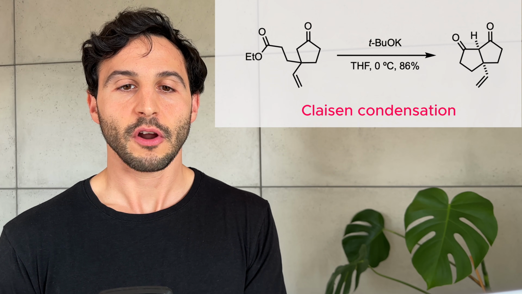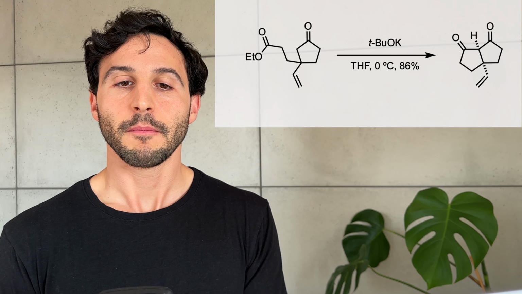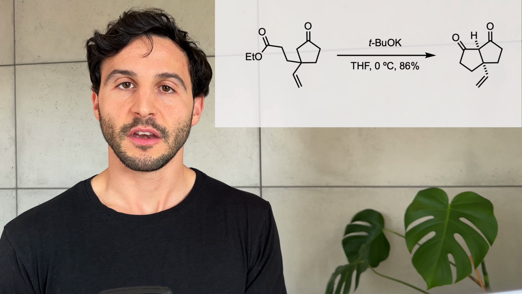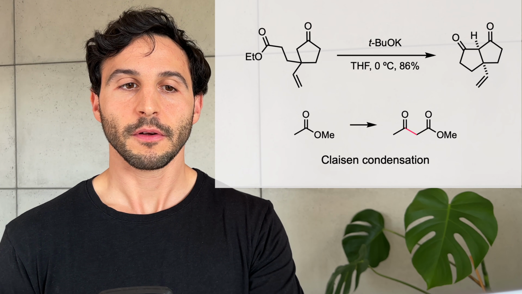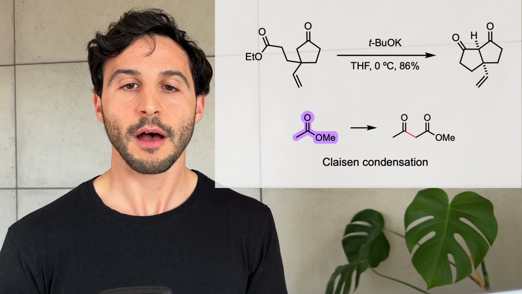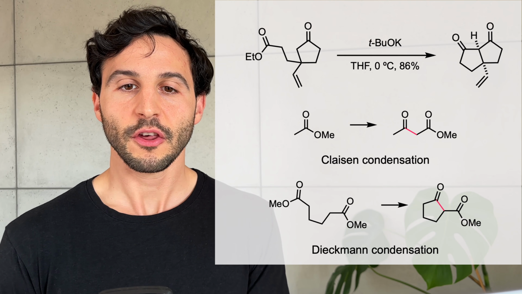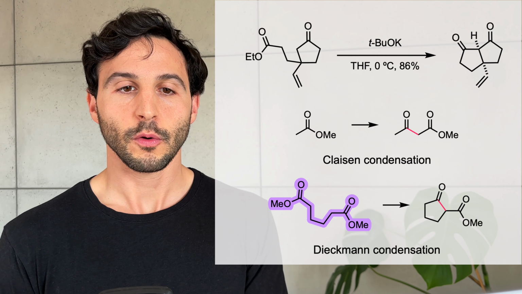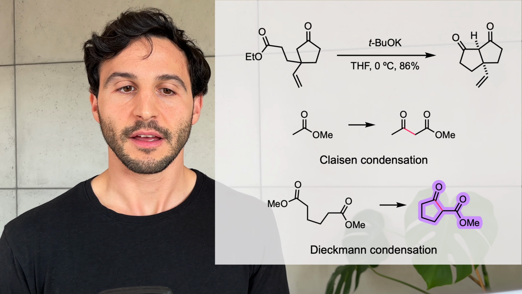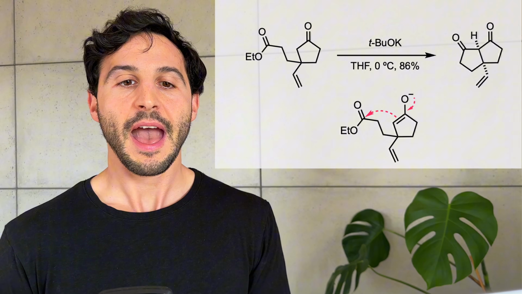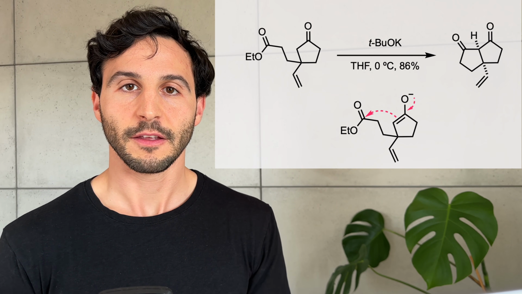An intramolecular cross-Claisen condensation takes place with potassium tert-butoxide to give the symmetrical diketone in 86% yield. The classic Claisen condensation involves the self-condensation of two molecules of a compound containing an enolizable ester. In the Dieckmann condensation, a molecule with two ester groups reacts intramolecularly, forming a cyclic beta-ketoester. In this case, the enolate form of the ketone reacts intramolecularly with the ester group.